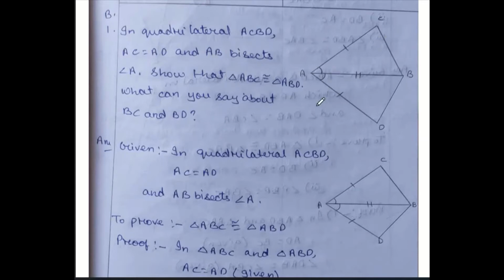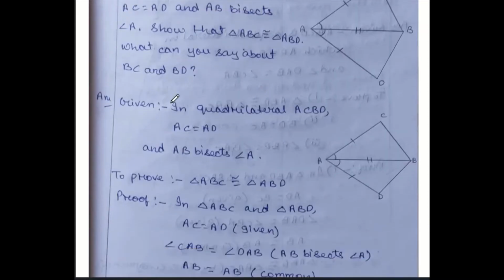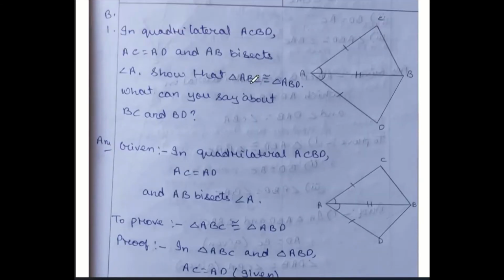This is your question. When you are going to prove any geometrical question, first you need to write the given, the diagram should be drawn, then the proof, etc. In this question, the diagram is also given and some of the given materials are available. So let us write the given. In quadrilateral ACBD, AC is equal to AD and AB bisects angle A. This much is your given material.